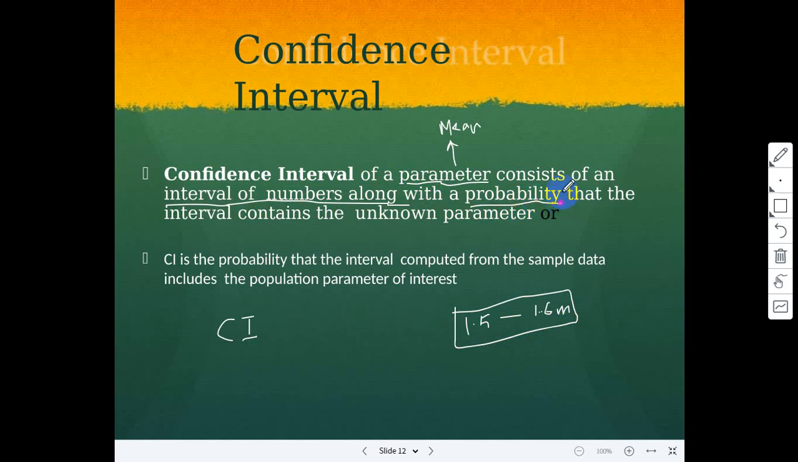So this probability represents the confidence.